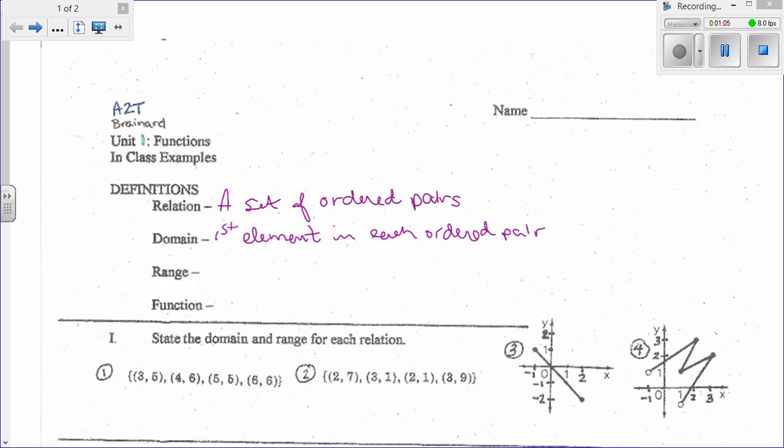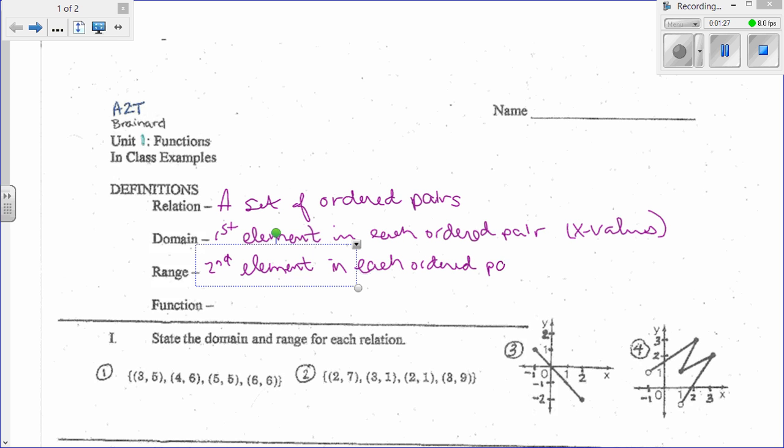Okay, in other words, that's your x values. Your range then is your second element in each ordered pair. So that would be your y values.